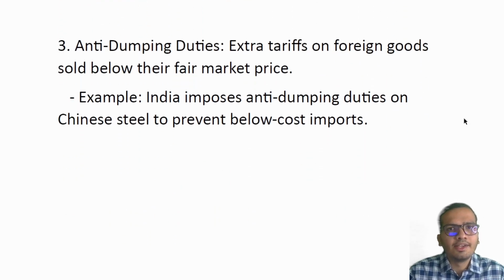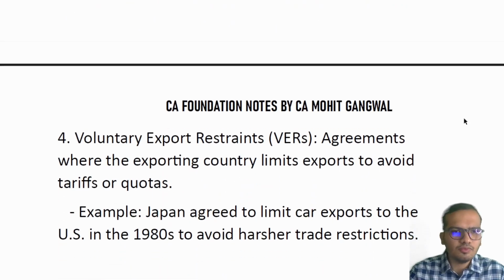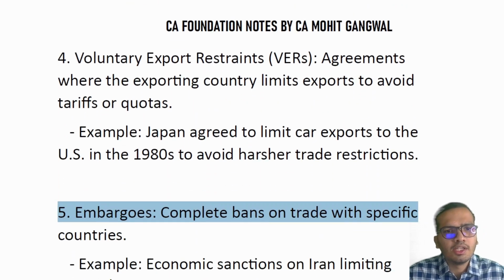Third comes anti-dumping duties. So extra tariffs on foreign goods sold below their fair market prices. Example, India imposes anti-dumping duties on Chinese steel to prevent below cost imports. Fourth comes voluntary export restraints. So agreements where the exporting country limits export to avoid tariffs or quotas. Example, Japan agreed to limit car export to the US in the 1980s to avoid harsher trade restrictions.